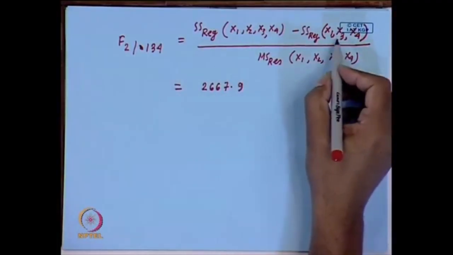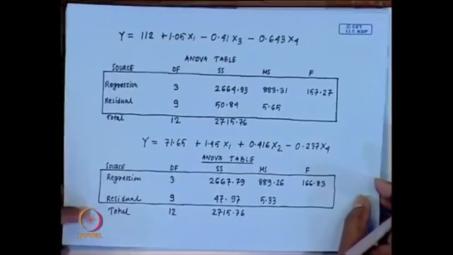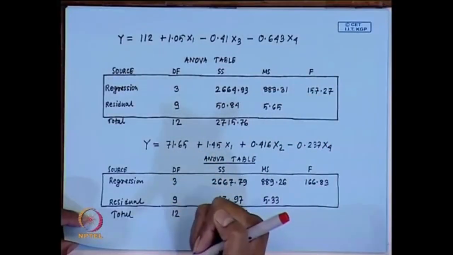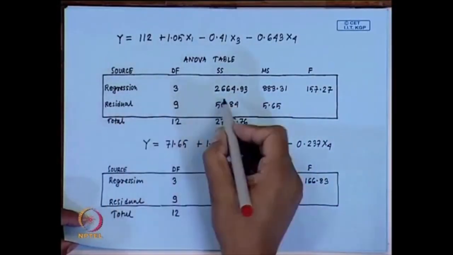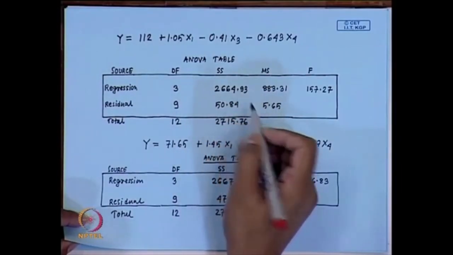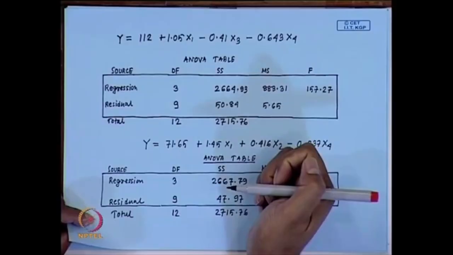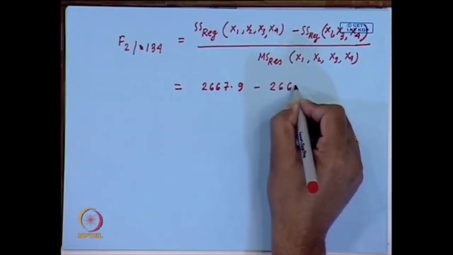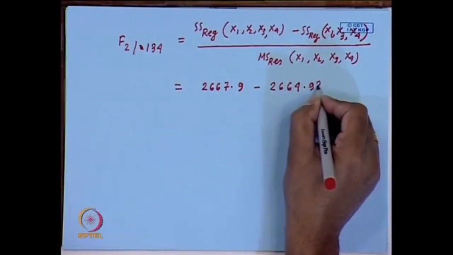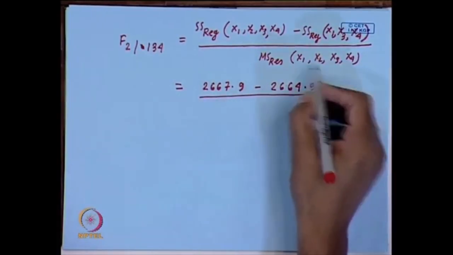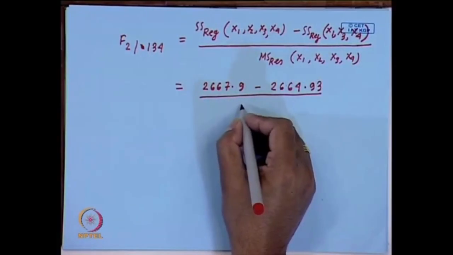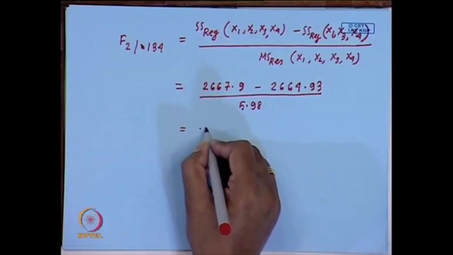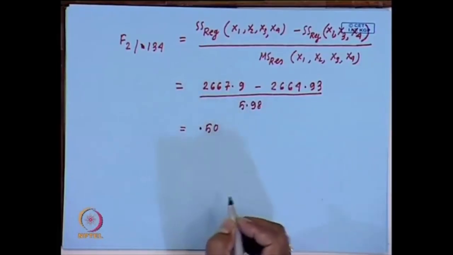We know that this SS regression is 2667.9. Now, I need a model involving X 1, X 3, X 4. So, here is the fitted model y equal to x 1, x 3, x 4 and the ANOVA table here. So, the SS regression is 2664.94, right. So, minus 2664.93 divided by the MS residual for the full model, that is 5.98, and you can check that this value is close to 0.50. Okay.